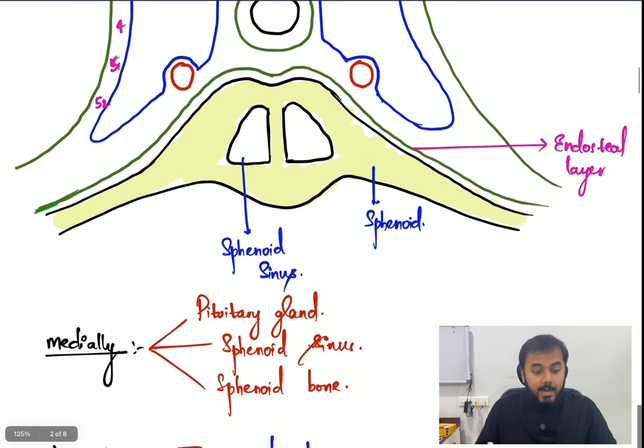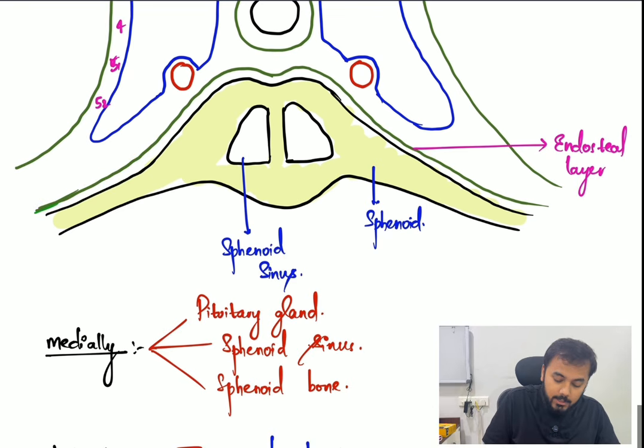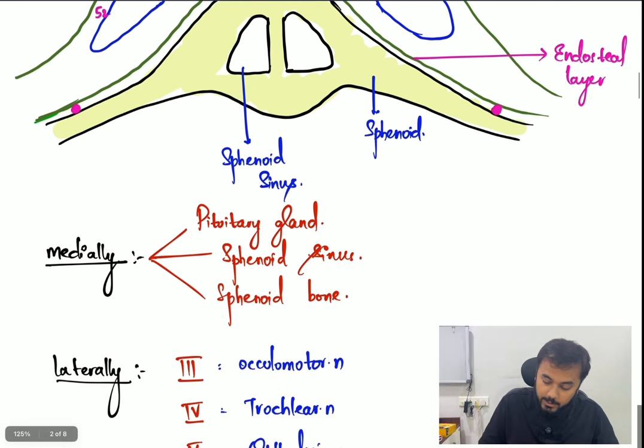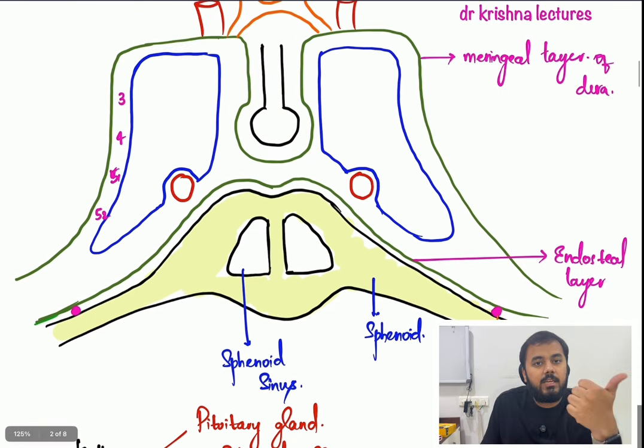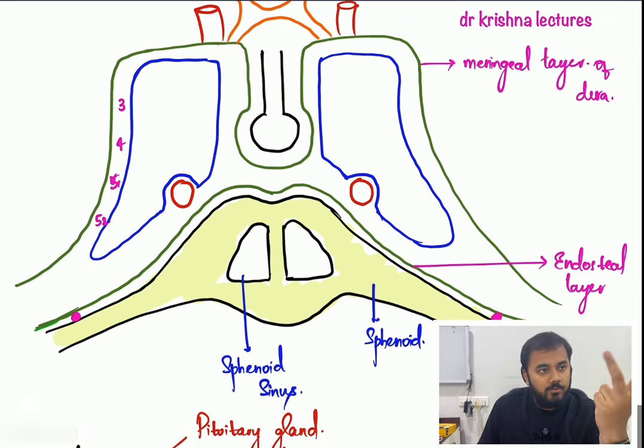Now beneath the endosteal layer, beneath the endosteal layer you have got another important nerve, that is your mandibular nerve. So let me write it down over here. This one over here is your mandibular nerve. Okay, so after 3, what do we have got? 4, 5. After 5, next we have got 6, right?